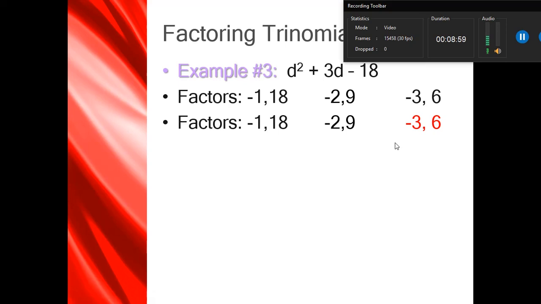If you decided when you listed your factors to put the negative on the 18, the 9, and the 6, it's okay. When you add them up, you'll see that you would have gotten negative 3, and that just tells me that the signs are in the opposite setup. And you can go ahead and fix that. So when I'm done, d squared separates into d times d, and I'll use my negative 3 and my positive 6 to complete my factors.